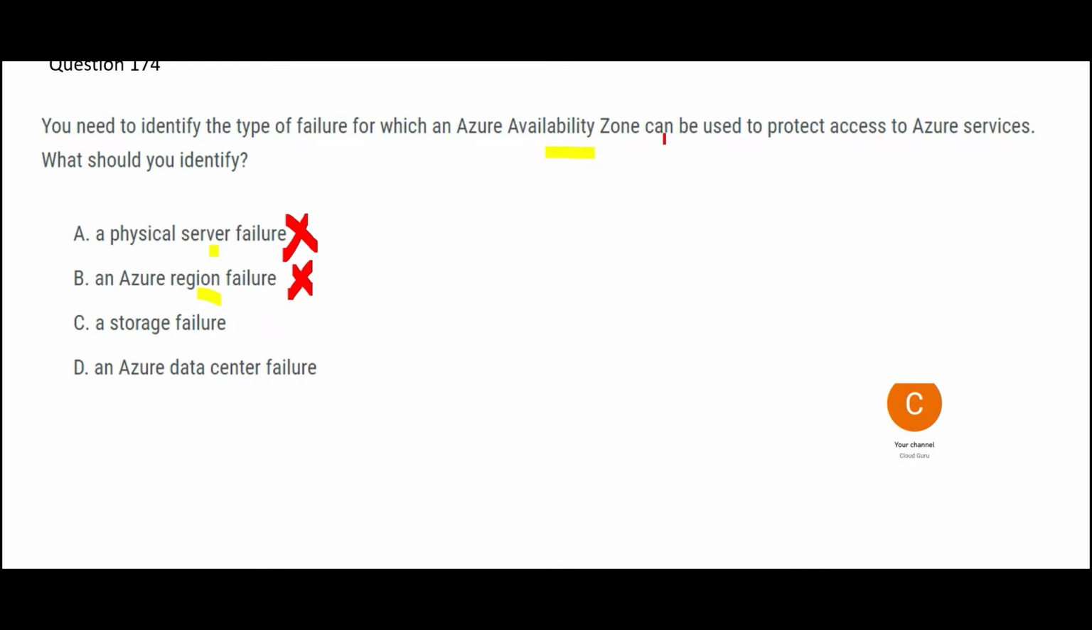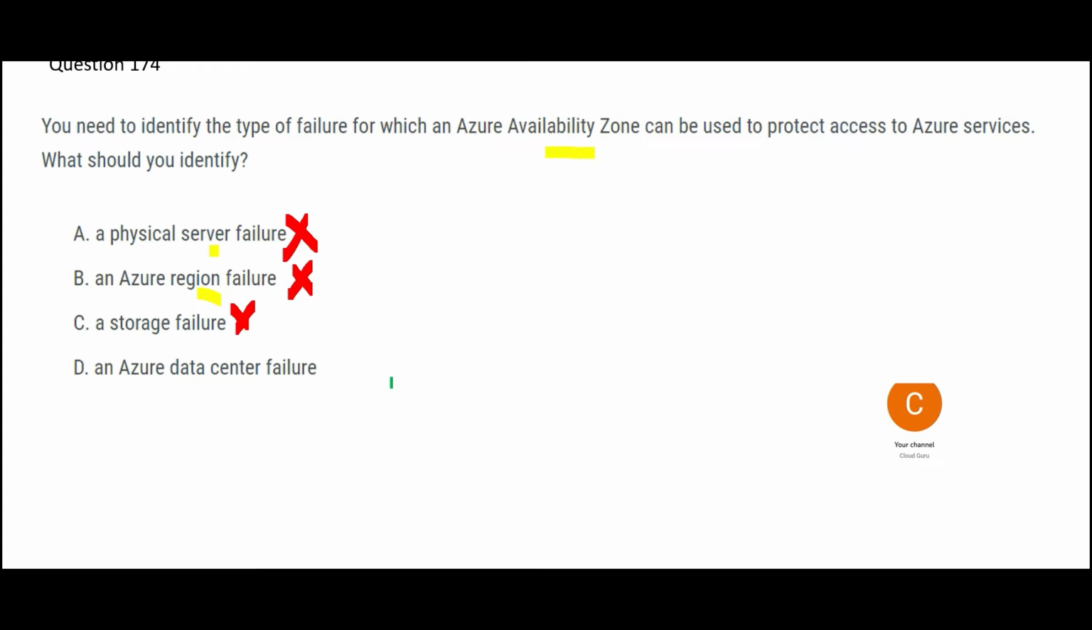Now third says if a storage failure happens. See, if a storage failure happens, if S3 fails or an EBS volume fails in EC2, you can create a different EBS volume and you can have a backup solution, etc. You don't have to move to a different AZ for that. So this is also wrong. So we are left with one option, and this is our answer.